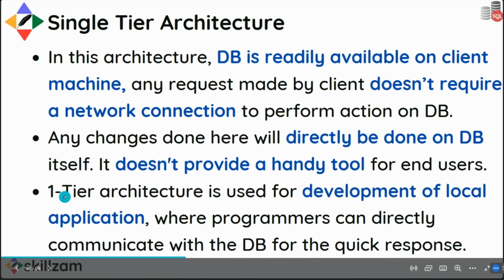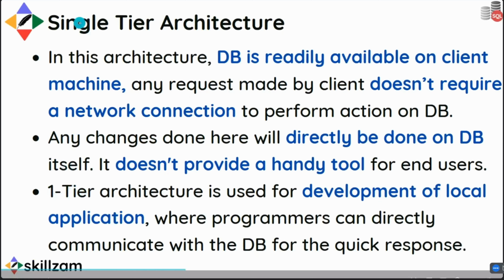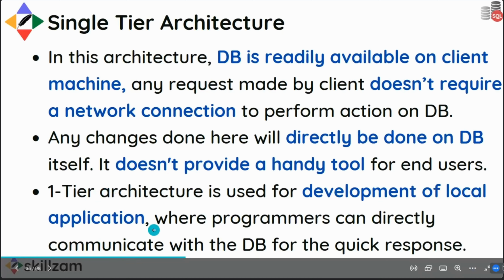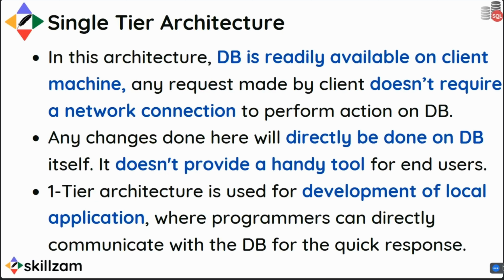All right. So always remember, tier one or single tier means the database is available on the client machine itself. Second, you only work locally with that single tier architecture, where the development of local applications happens on the same machine and the programmers can directly communicate with the database. Hence, because the database is available on the same machine that you are accessing, the response will be very fast. All right, that is the advantage of single tier architecture.